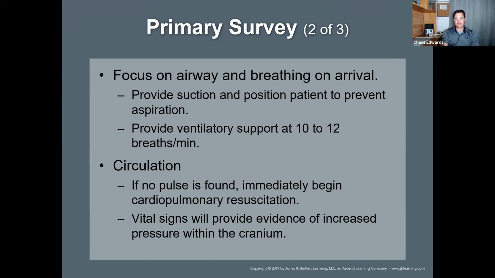Stroke patients may have difficulty swallowing and may choke on their own saliva. Continually reassessing the airway for patency and respiratory rate and quality is going to be important. If the patient needs assistance maintaining an airway, consider an oropharyngeal or a nasopharyngeal airway. You can provide suction and position the patient to prevent aspiration. If the patient cannot protect his or her own airway, place the patient in the recovery position to prevent aspiration.